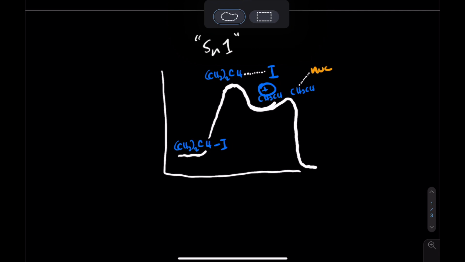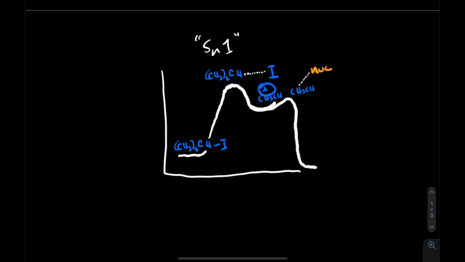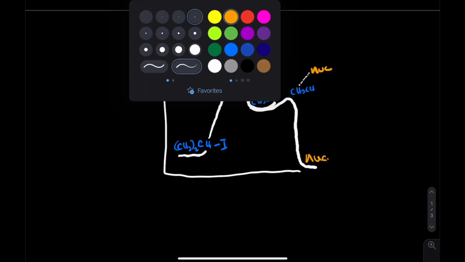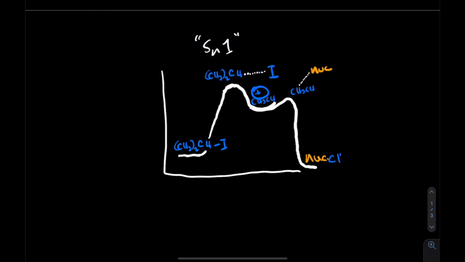Let's try to just get this down here just a skosh more. All right, and then we end up with our product: the nucleophile attached to the starting material. All right. So why is this called an SN1? Well, it's SN1 because it only involves this. That is the only thing that matters in this entire energy diagram.